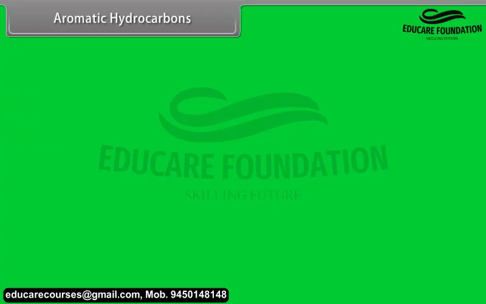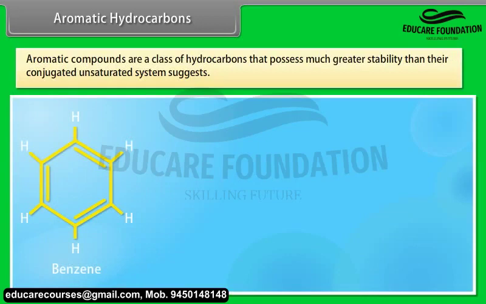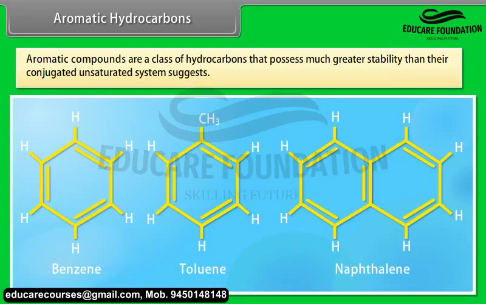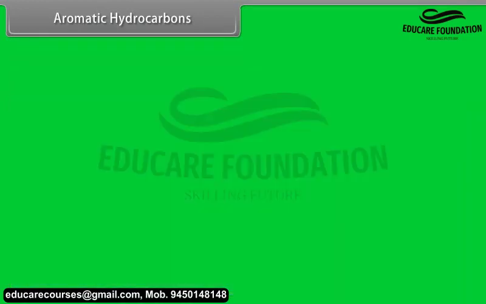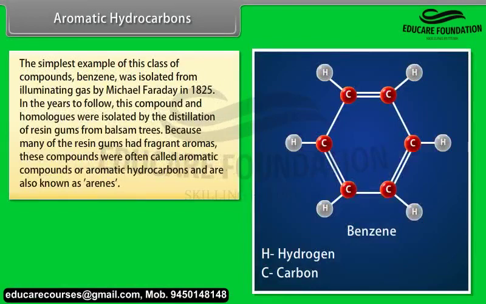Aromatic hydrocarbons. Aromatic compounds are a class of hydrocarbons that possess much greater stability than their conjugated unsaturated system suggests. The simplest example of this class of compounds, benzene, was isolated from illuminating gas by Michael Faraday in 1825. In the years to follow, this compound and its homologues were isolated by the distillation of resin gums from balsam trees.